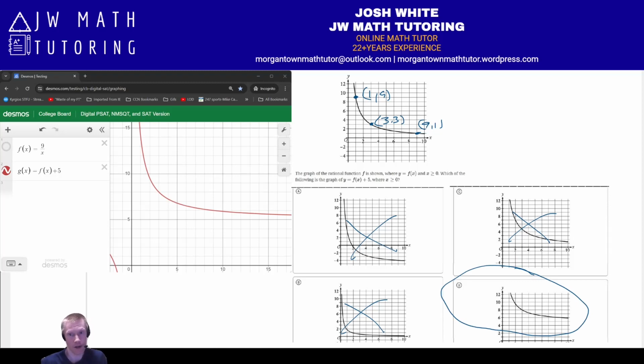And again, that's how we can do this entire problem in Desmos, just by doing a rational function regression.